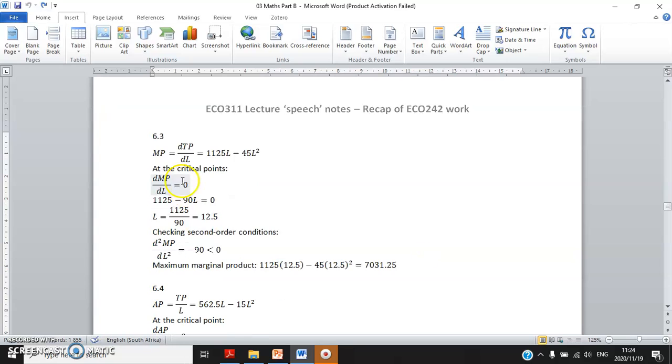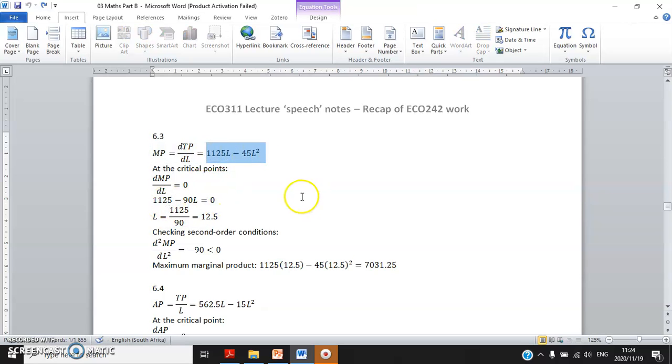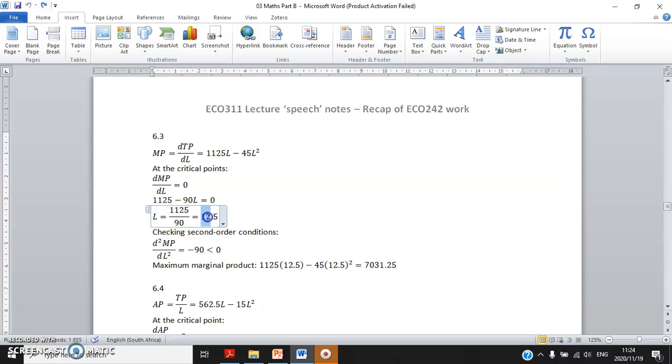Okay, next one. Marginal product is actually the first order derivative of total product. Now I want to look for the labor quantity that maximizes marginal product. So at this critical point, the slope or the first order derivative of marginal product is 0. So it means 1,125 minus 90L. So I take the first order derivative of marginal product, set it equal to 0. Then labor is 12.5.